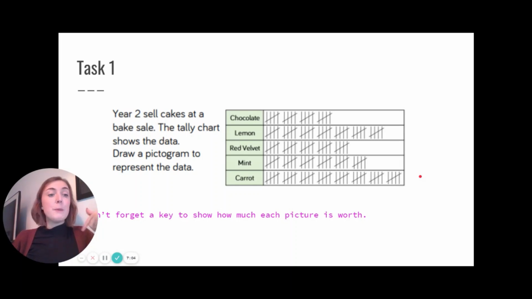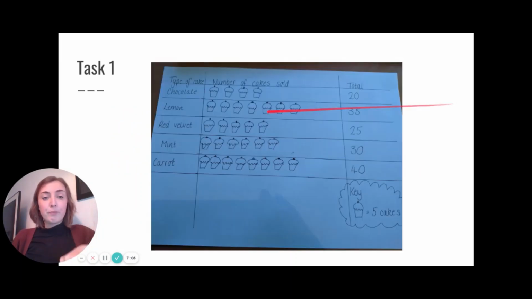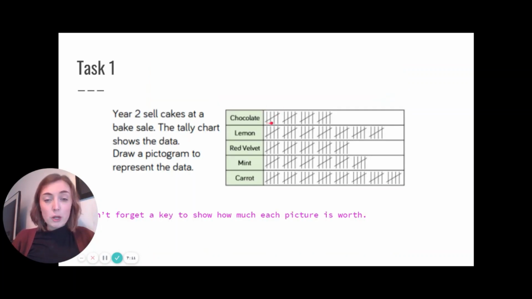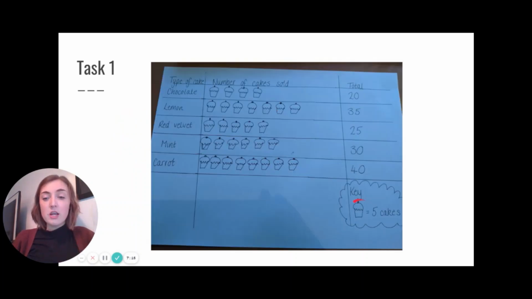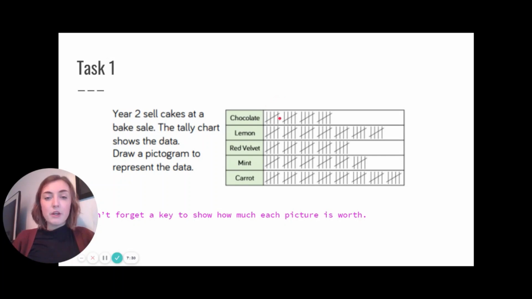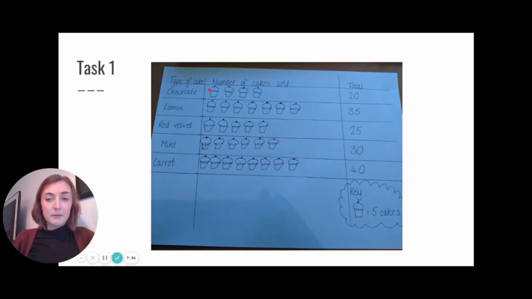Okay, I'm going to show you mine now. You know how I said each group is worth 5? I decided to turn each group of 5 into a picture. So my key is that a cake equals 5 cakes. So it doesn't equal 1, 2, 3, 4. It equals 5, 10, 15, 20. One cupcake actually equals 5 cakes. So if you go back, you can see they're in groups of 5. So I've just turned a group of 5 into a cake.